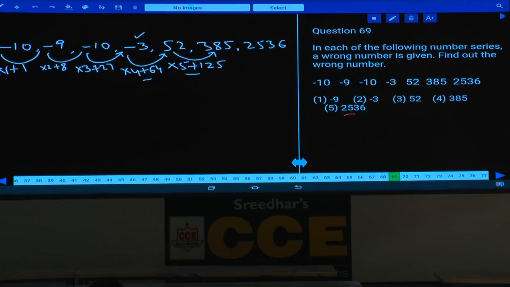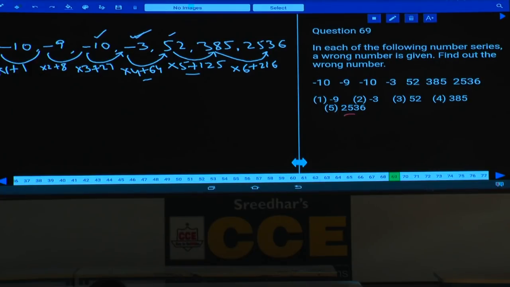Now minus 10 into 1 is minus 10. Minus 10 plus 1 is how much? Minus 9. Is it clear? Minus 9 into 2 is minus 18, minus 18 plus 8 is minus 10. Minus 10 into 3 is minus 30, plus 27 is minus 3. Minus 3 into 4 is minus 12, plus 64 is 52. 52 into 5 plus 125. And the next one must be into 6 plus 216. Now 385 into 6 plus 216.